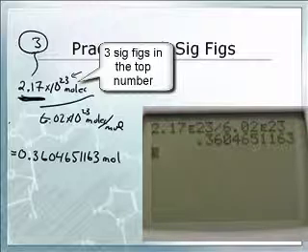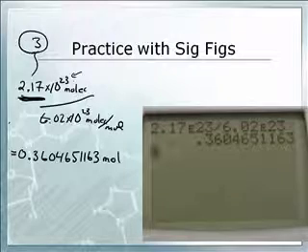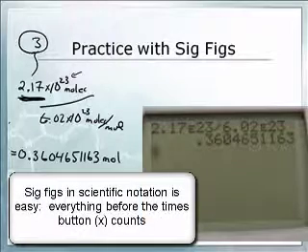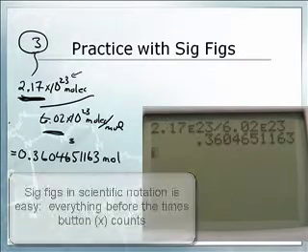That's an exponent, and that just tells us where that is in relationship to all the zeros. You know, significant figures and scientific notation are really easy. Everything before the times, that's exactly what I say. There's 3 there, and then the 6.02 has 3 there. So we're going to round our answer to the 3rd digit.